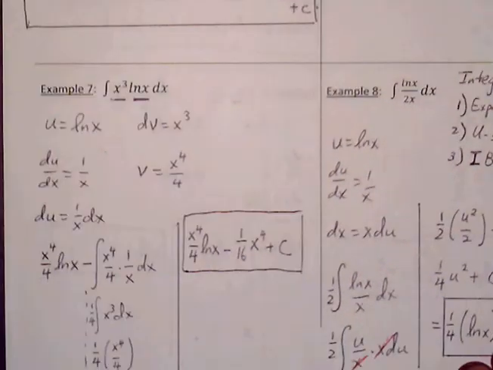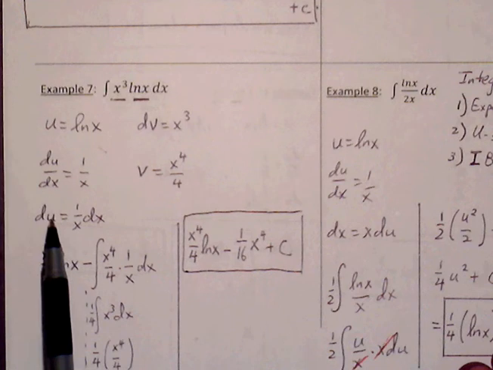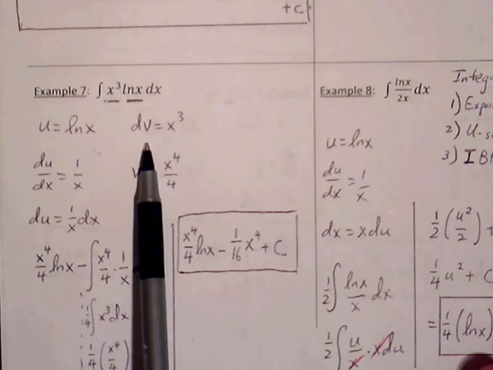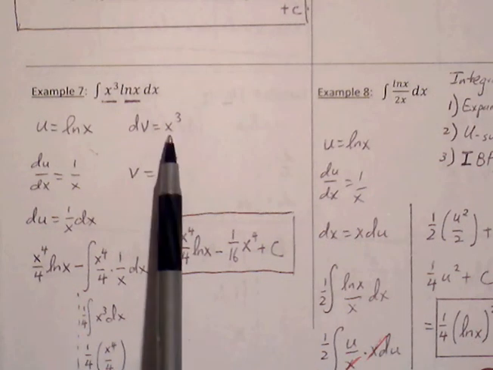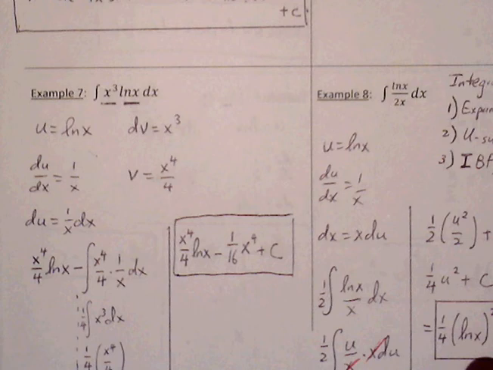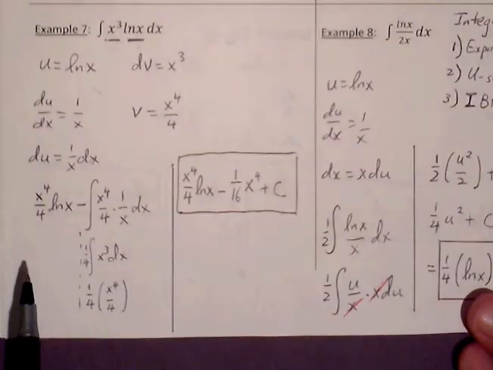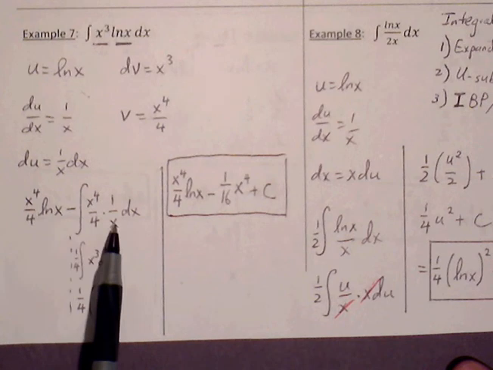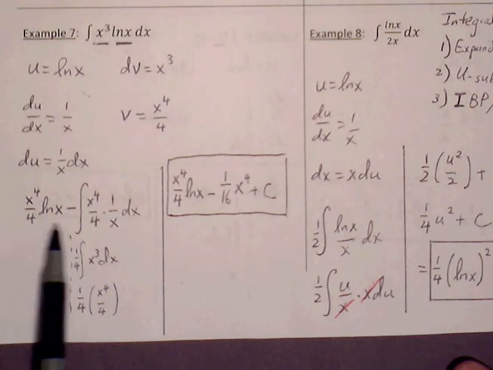So our u value, we have to find the derivative. du becomes 1 over x dx. dv is assigned to be x cubed, and so v becomes x to the fourth over 4. We're finding the integral using power rule. And then we plug into our integration by parts formula, u times v minus the integral of v times du. This left part is finished, but this side we've got to keep working with.